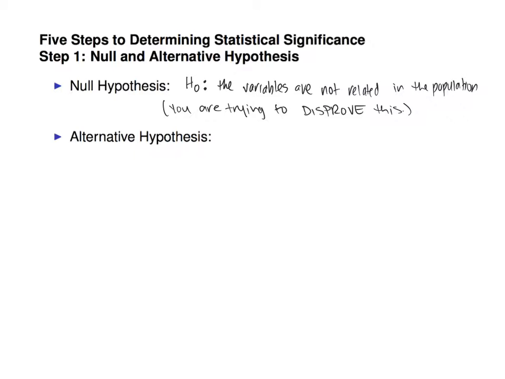The alternative hypothesis is also always given as HA, and it's kind of like the opposite of what was said above. So HA is that the variables are related. And this is a bit of a lawyer-like argument.